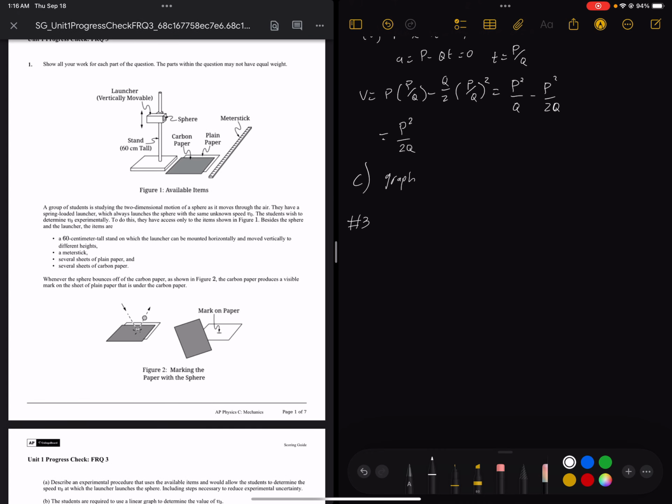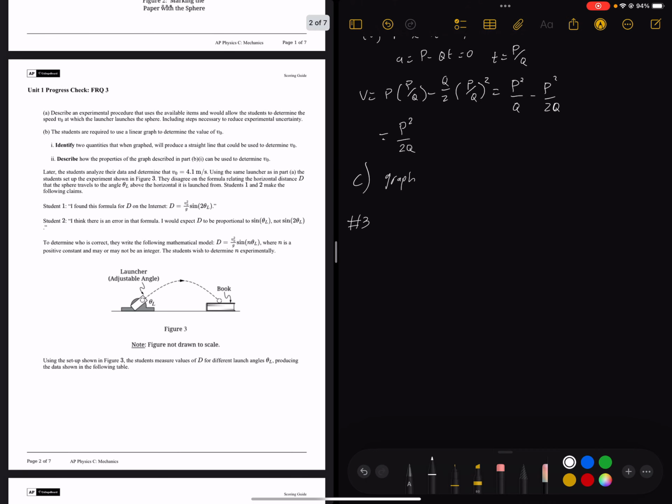But basically something I noticed here, it says for part A, include steps necessary to reduce experimental uncertainty. Generally speaking, if you want to reduce experimental uncertainty for any observation, you're going to want to take multiple observations and perform statistics on that. On the scoring guideline, they mentioned 5 settings, so you set it at 60, 50, 40, 30, 20, 10. Actually, that comes out to 6, but you know what I mean.